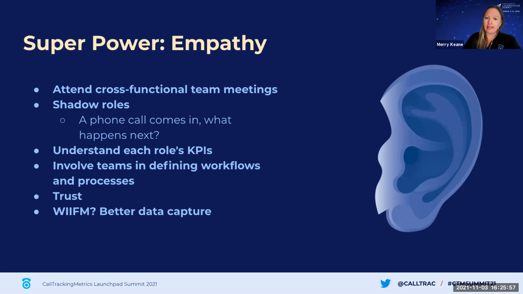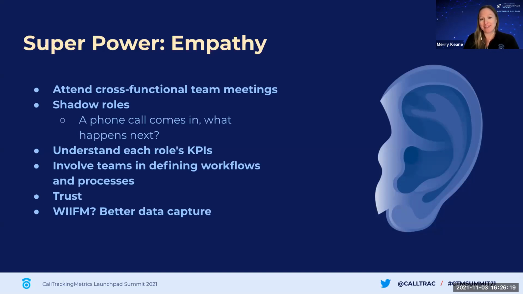Attend team meetings. I attend various team meetings so that I can understand the day-to-day pain points, struggles, priorities, and the overlap between teams. It constantly has me thinking about like, what can I do to make their job easier? Because if I scratch your back, chances are you'll scratch mine. So fill out your Salesforce records.